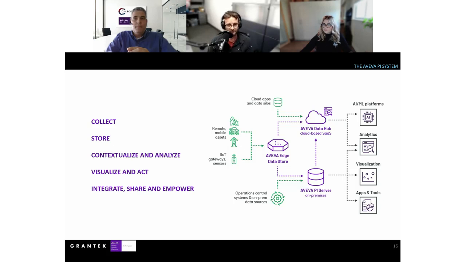Absolutely. Yeah, I like that, from spaghettification to simplification. Jason, you might want to see if AVEVA wants to use that one. We might want to use that.